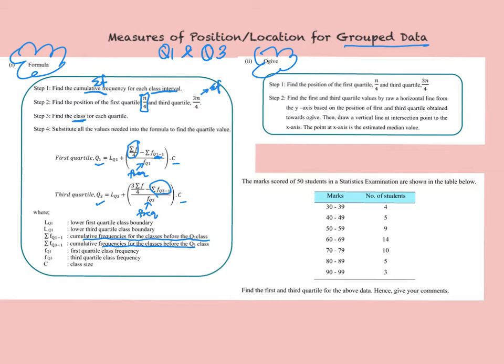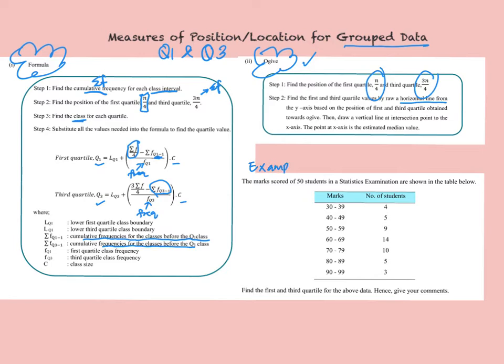The next method is the ogive. Step number 1, you have to find the position for the first quartile, using the same formula. Step number 2, you need to draw a horizontal line from the y-axis. We will discuss this in an example later.